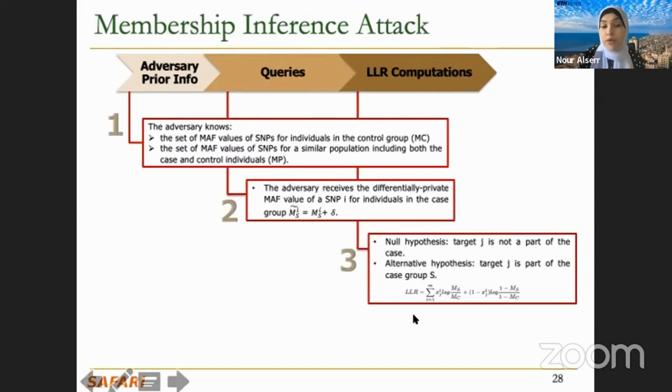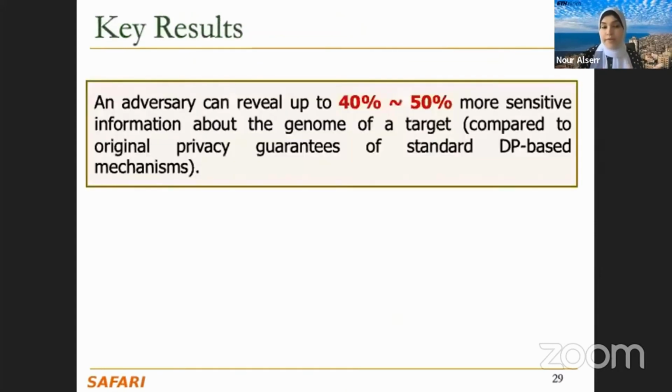And from using that test, he could know that the target is part of the cases or not. He has 2 hypotheses. So he is not, or he is in the case group. So based on the results you will have after sending many queries, he could infer the membership of that target inside the dataset. What are the key results we have?